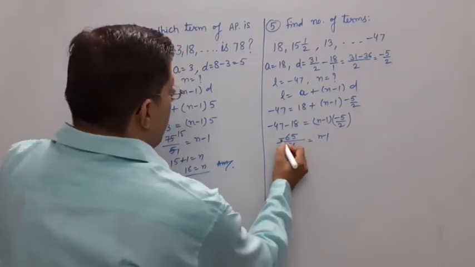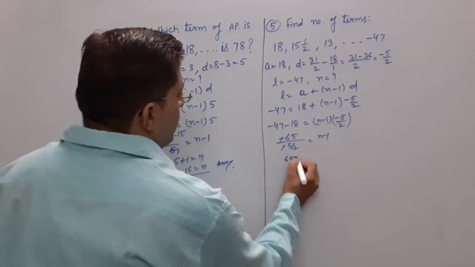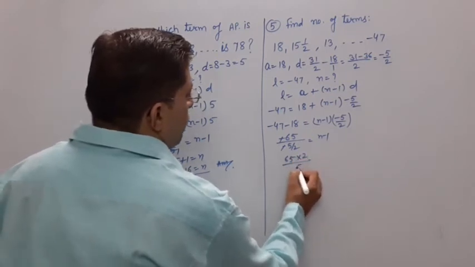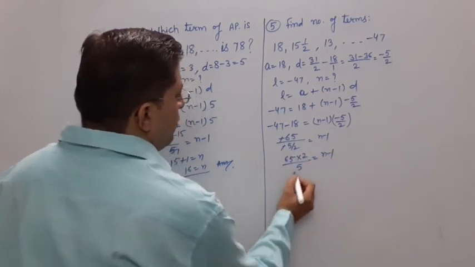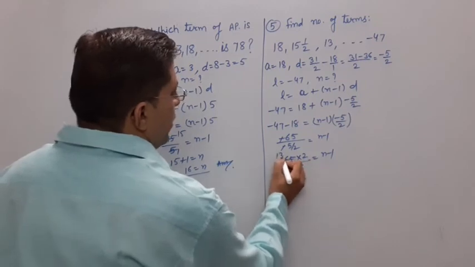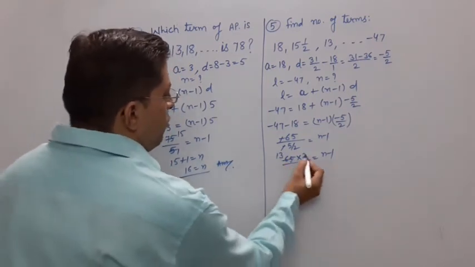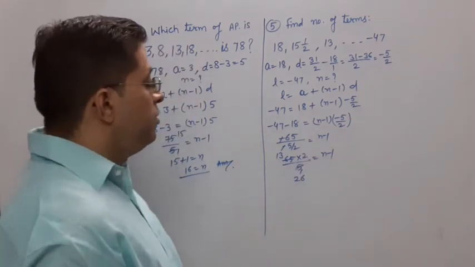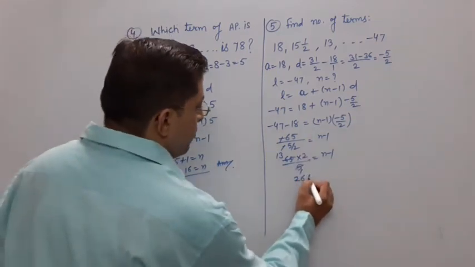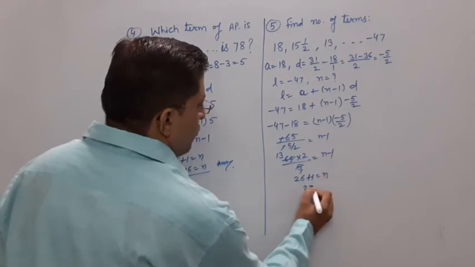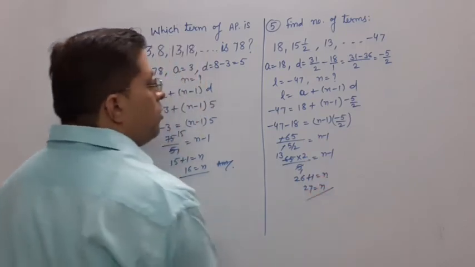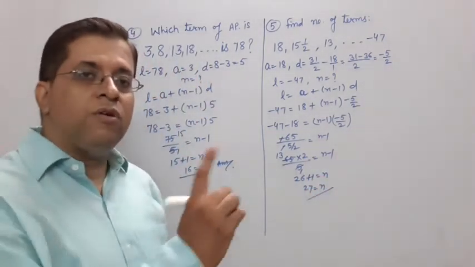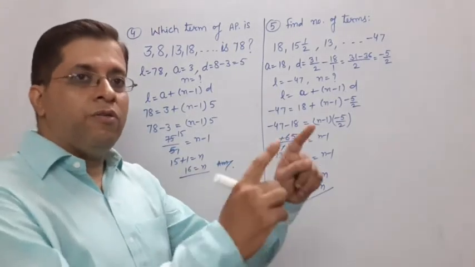Okay, minus 2 minus cut. 65 into 2 upon 5, this is n minus 1. 13 2s are 26, and minus 1 will come this side. This will become plus. This is 27. n is equal to 27, this is your answer. Come on, the next question.